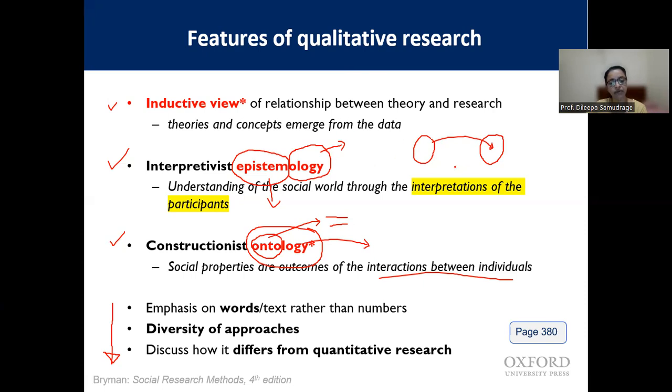Yes, because one side is interpretive epistemology, which means when you study a qualitative research issue, you have to look at a particular research issue from the point of view of your research participants. And the next point, constructionist ontology, means you have to believe the social properties. So for an example, we'll say this behavior occurred because of this situation, right?